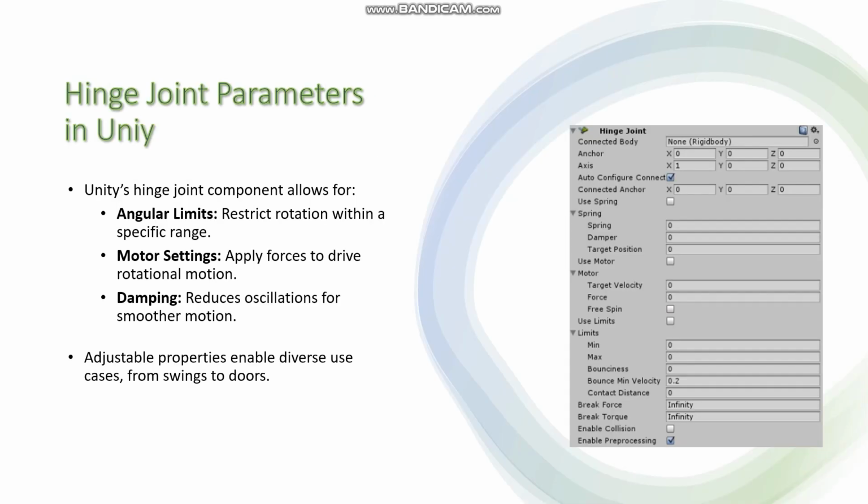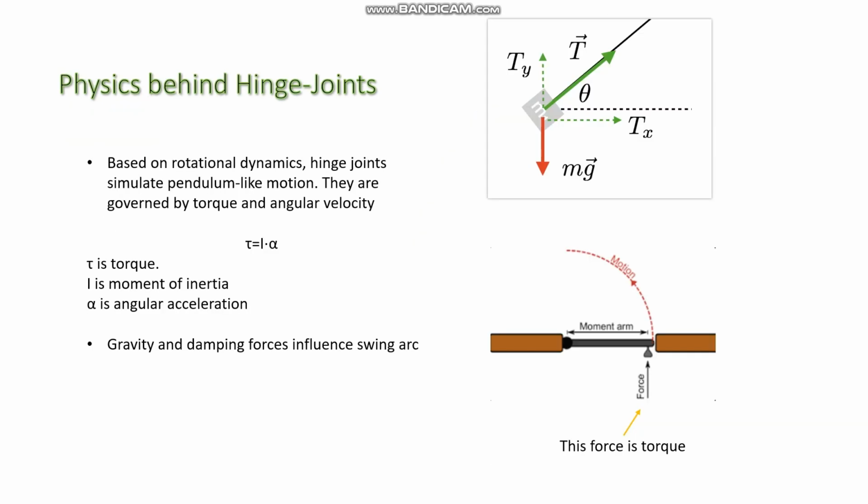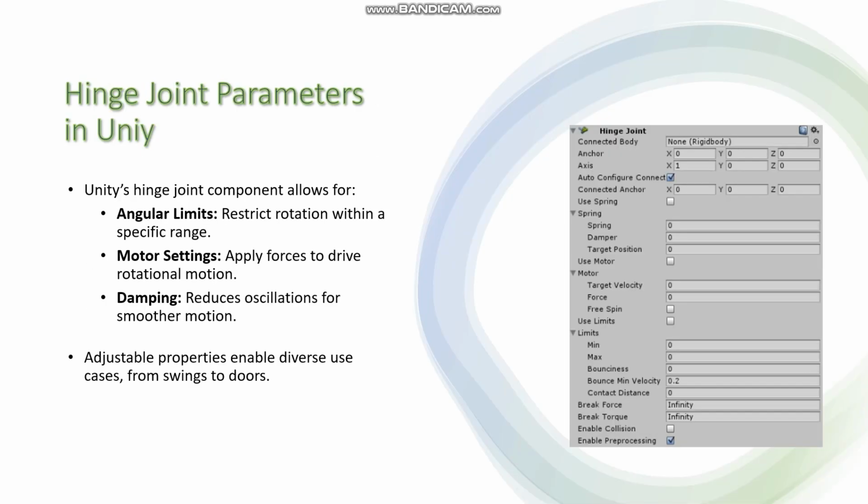In Unity, the hinge joint component offers several adjustable parameters to control motion. First, we have angular limits, which restrict rotation within a specific range, crucial for preventing unrealistic behavior. Next, motor settings allow us to apply forces that drive rotational motion, enabling dynamic interactions. Lastly, damping helps reduce oscillations, making movement smoother and more controlled. So these parameters provide developers with the flexibility to fine-tune hinge joints for various applications, from swinging ropes to mechanical doors.